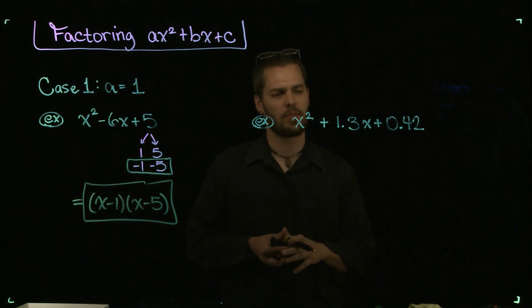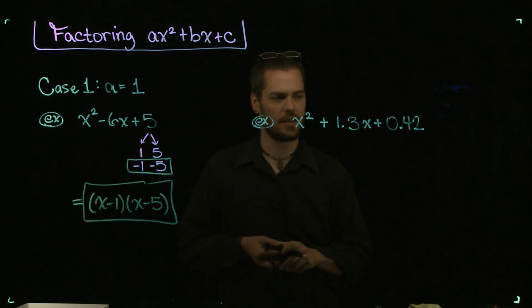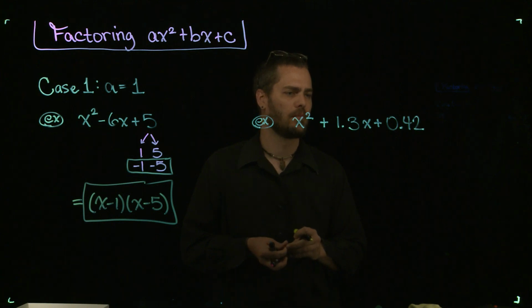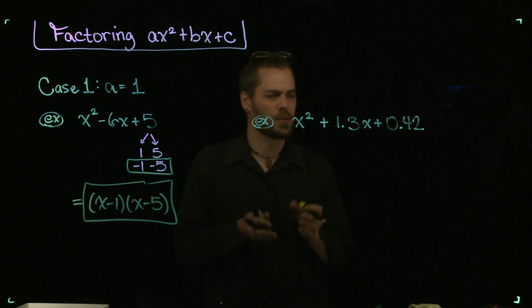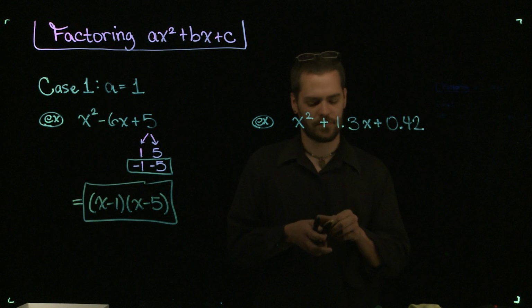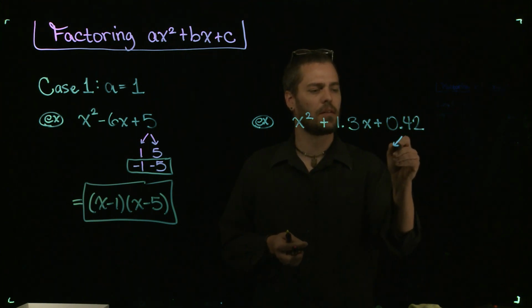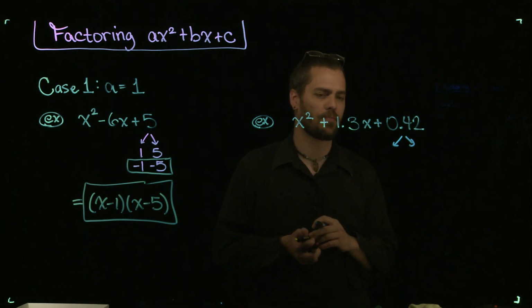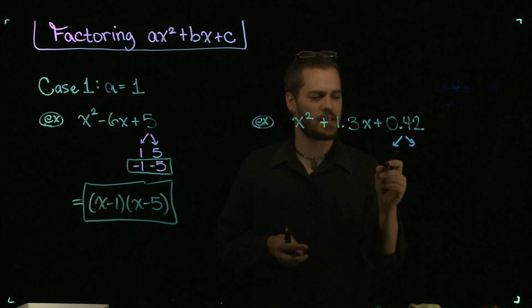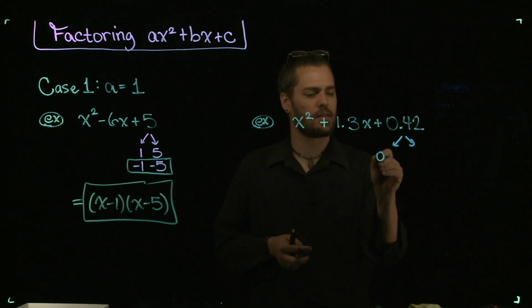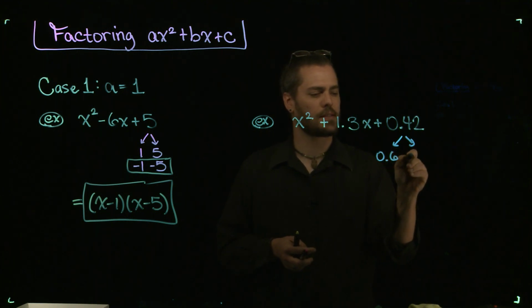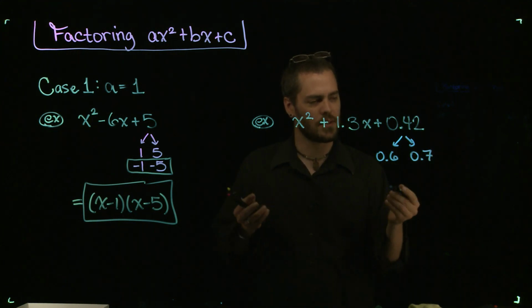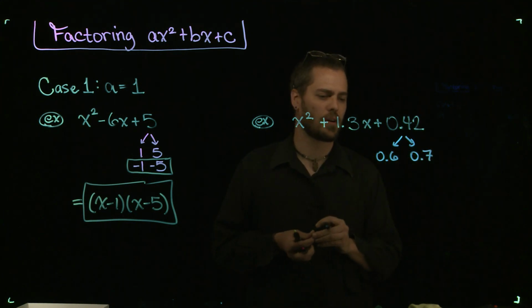What about this next example? We don't have to have integers per se. We could have these decimals, we could have fractions. Any number is really allowed. But we're still playing the same game, which is, what two things multiply to give me this number that also add to give me this number? And let me just cut to the chase here and say that this is 0.6 times 0.7. It may take you a little bit of work to figure out what those two numbers are.